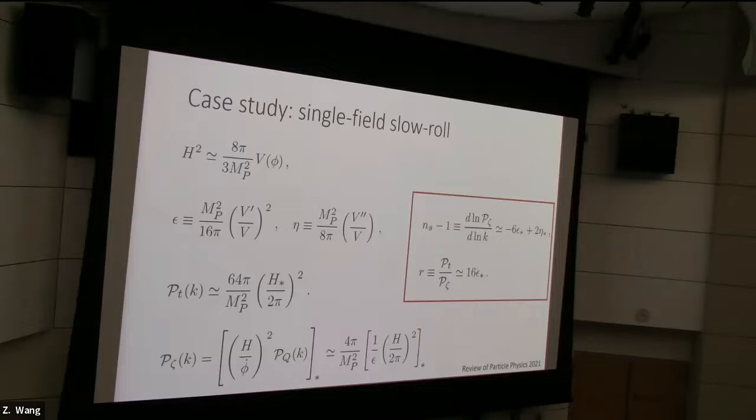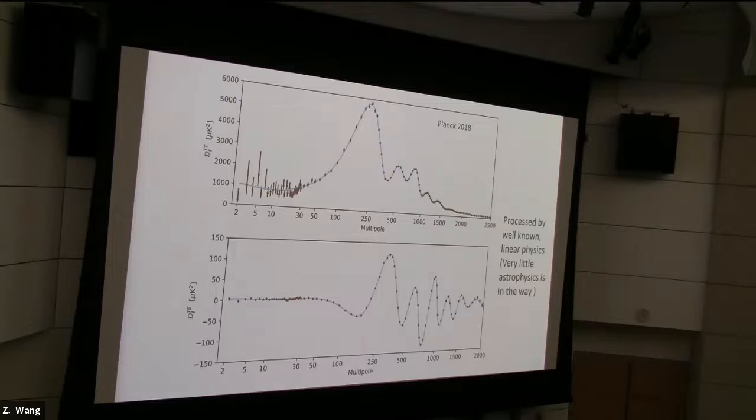Also, when you calculate the spectral index while the inflaton field was rolling down, you can express the spectral index in terms of these so-called slow roll parameters, and the deviation from scale invariance, unity in the spectral index, is given by epsilon and eta. The scalar spectrum was measured to spectacular precision by Planck. This is expressed in multipoles, Fourier multipoles. This is TT, the temperature fluctuation power spectrum, and the TE power spectrum measured by Planck a few years ago. It was processed from that initial spectrum by very well-known linear physics, and there's very little astrophysics in the way.